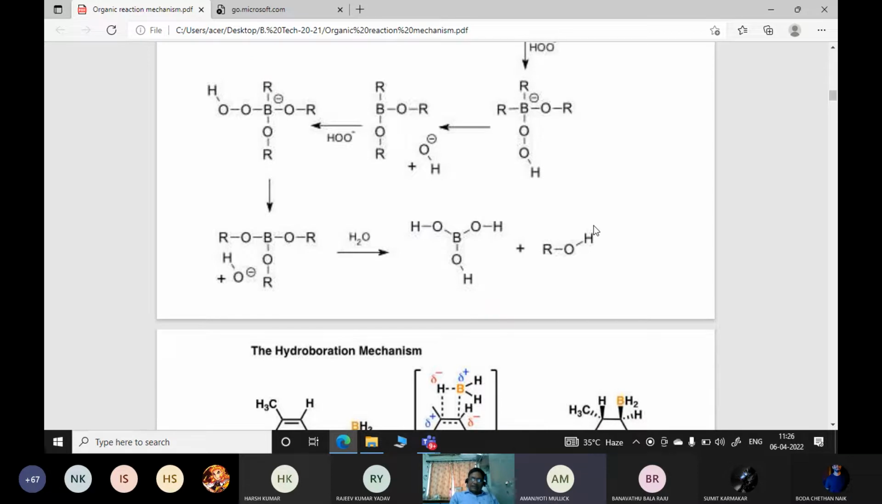So it has versatile uses in organic chemistry, and throughout the world, more than 100 research groups are working on the development of the hydroboration reaction, and they are doing advanced research on its different applications.